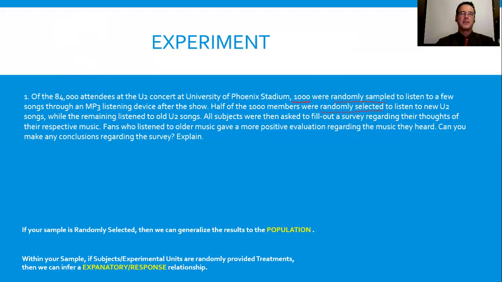Can you make any conclusions regarding the survey? Explain. I put the rules down here, so you didn't have to go back and check them out. They're right there. Population is there. Explanatory-response is also in yellow, so you can see those are the keywords that are used based on whether we had some type of random selection or randomly provided or random assignment.